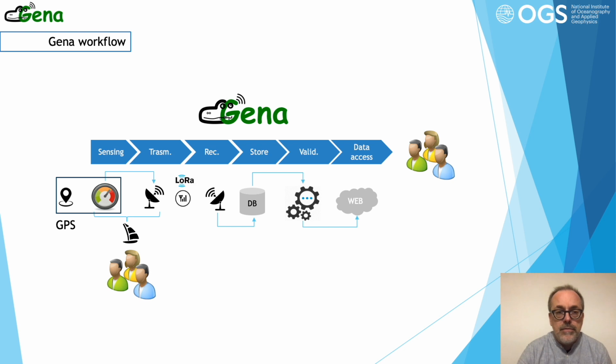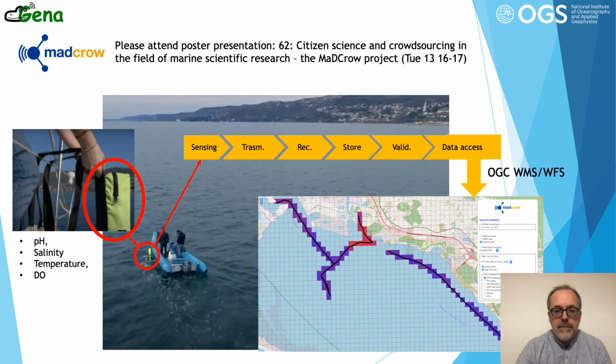The Gena workflow is pretty simple. So multiple platforms are provided with boxes that contain GPS and the sensors. Data is transmitted, received, stored, and validated, and eventually it is accessible through web maps or other forms of web data access. We have developed also many projects on top of the Gena infrastructure, such as the MedCrow project. Please attend poster presentation number 62.